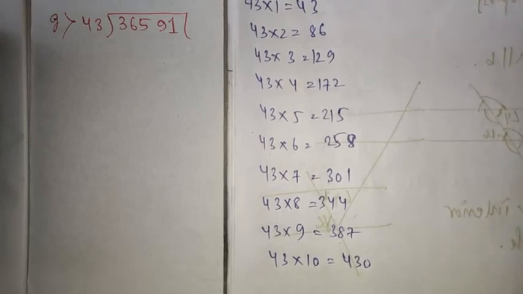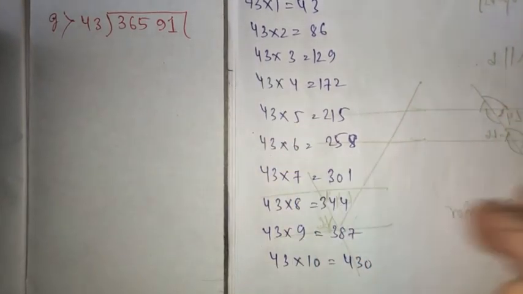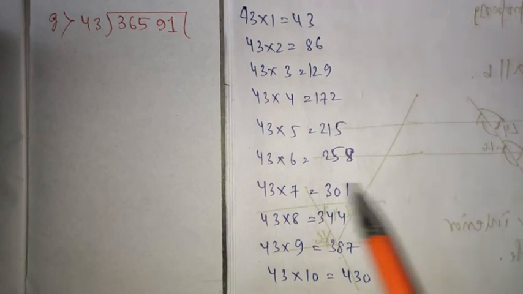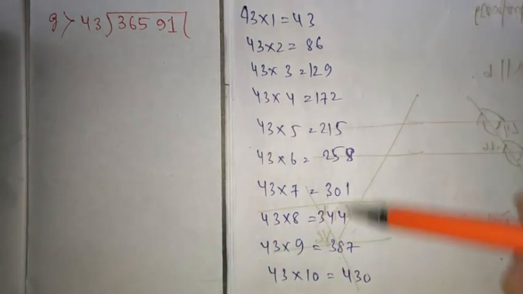So here we have question number 7. The question is 36591 divided by 43. So here I have written the division table also.